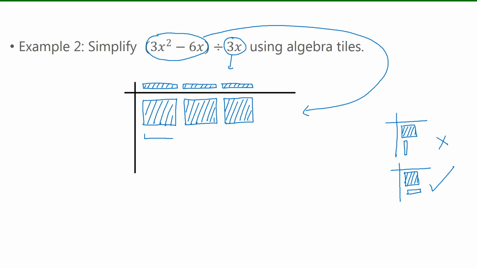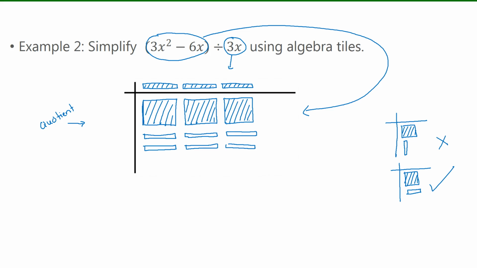I'm going to place an x tile horizontally so it matches. Place another one next to that, and another one. So that's 3. So I need another 3, and I can go below and do 3 more. Now the tiles that go here are the quotient, or the answer.